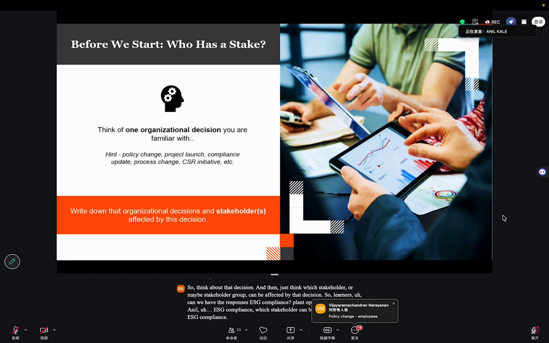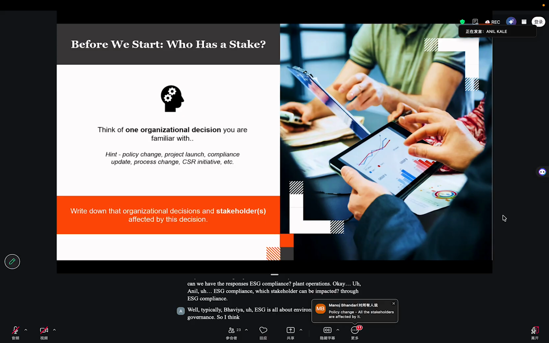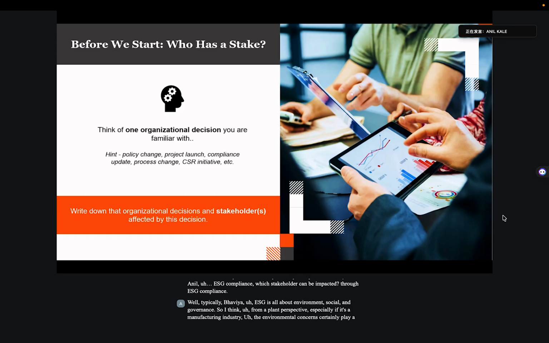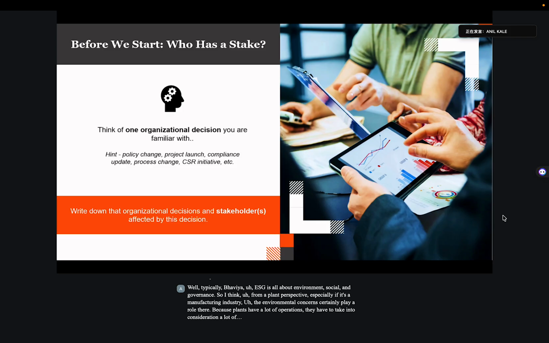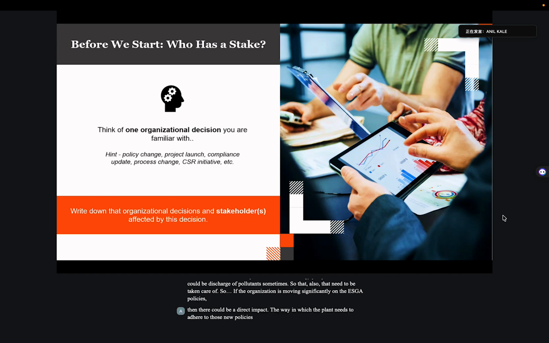Well, typically, Bhavya, ESG is all about environment, social, and governance. So I think from a plant perspective, especially if it's a manufacturing industry, the environmental concerns certainly play a role there because plants have a lot of operations. They have to take into consideration a lot of requirements from an energy perspective. There could be discharge of pollutants sometimes, so that also needs to be taken care of. If the organization is moving significantly on ESG policies, then there could be a direct impact on the way in which the plant needs to adhere to those new policies in place.